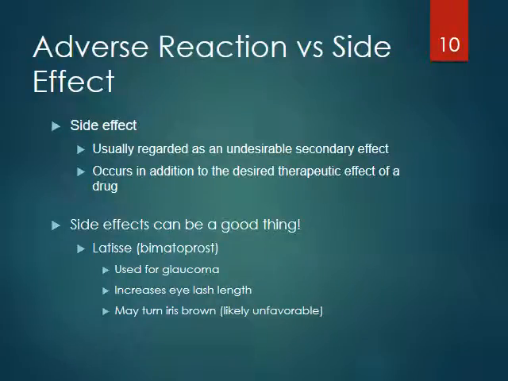So again, looking at adverse reactions versus side effects, typically side effects are going to be considered as an undesirable secondary effect from the medication, and it's typically going to be occurring in addition to the desired therapeutic effect of a drug. So say for instance, if you have someone who is taking a beta blocker for their hypertension, but it's also leading to some exercise intolerance.